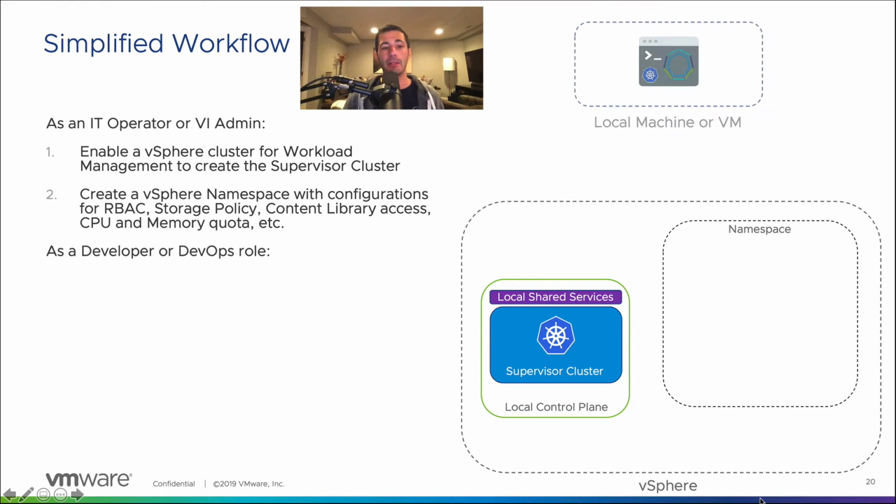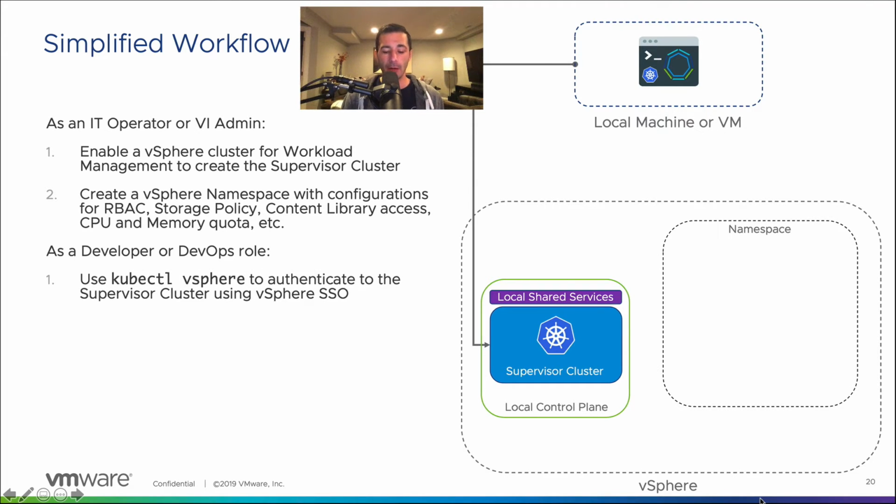Now a developer can take over. As a developer, inside of my local machine or virtual machine, I have my kubectl command and my kubectl vSphere plugin that is now downloaded to my machine. I use that to authenticate to the supervisor cluster utilizing vSphere SSO. This is a pretty important part, because having vSphere SSO directly connected to Kubernetes, I now get Active Directory and LDAP integration out of the box, which is very powerful because it's super easy to set up.